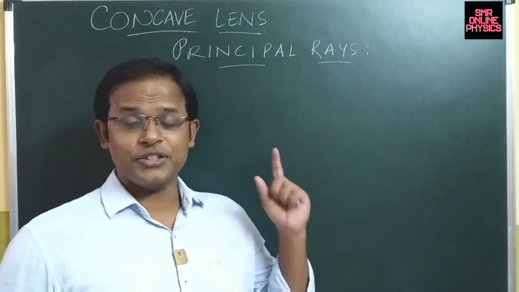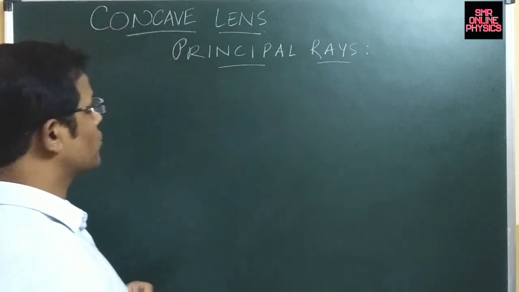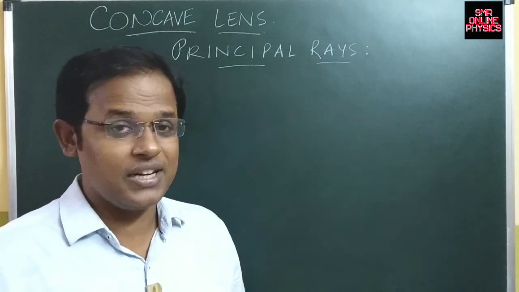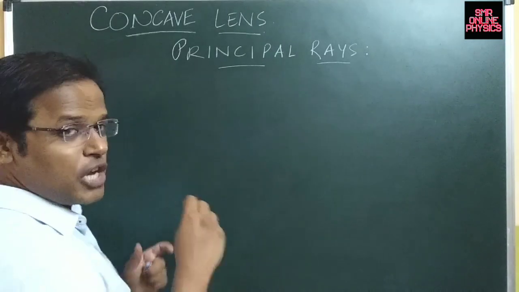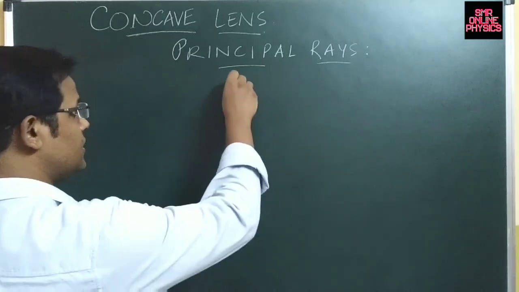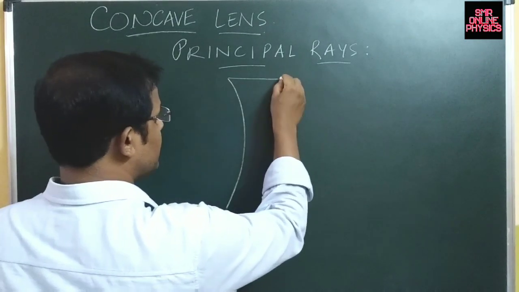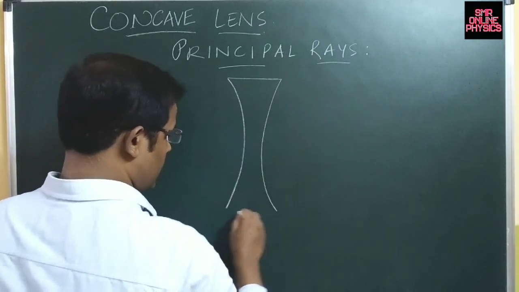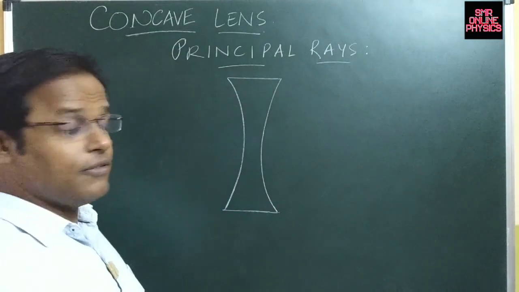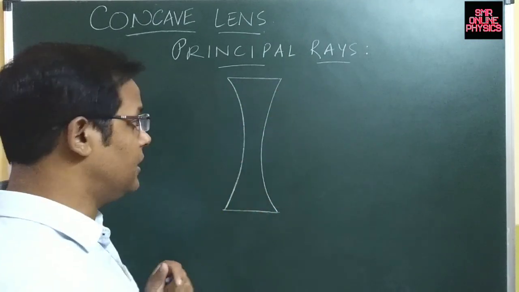So now I'd like to discuss the principal rays of concave lenses. Alright, so a concave lens, by behavior, is well known as a diverging lens. And in terms of shape, it's exactly opposite to the shape of a biconvex lens. So the shape of a concave lens is something like this. Every one of us should be familiar with this shape, right? This is how to draw a concave lens: thicker at the edges, thinner in the middle, right?